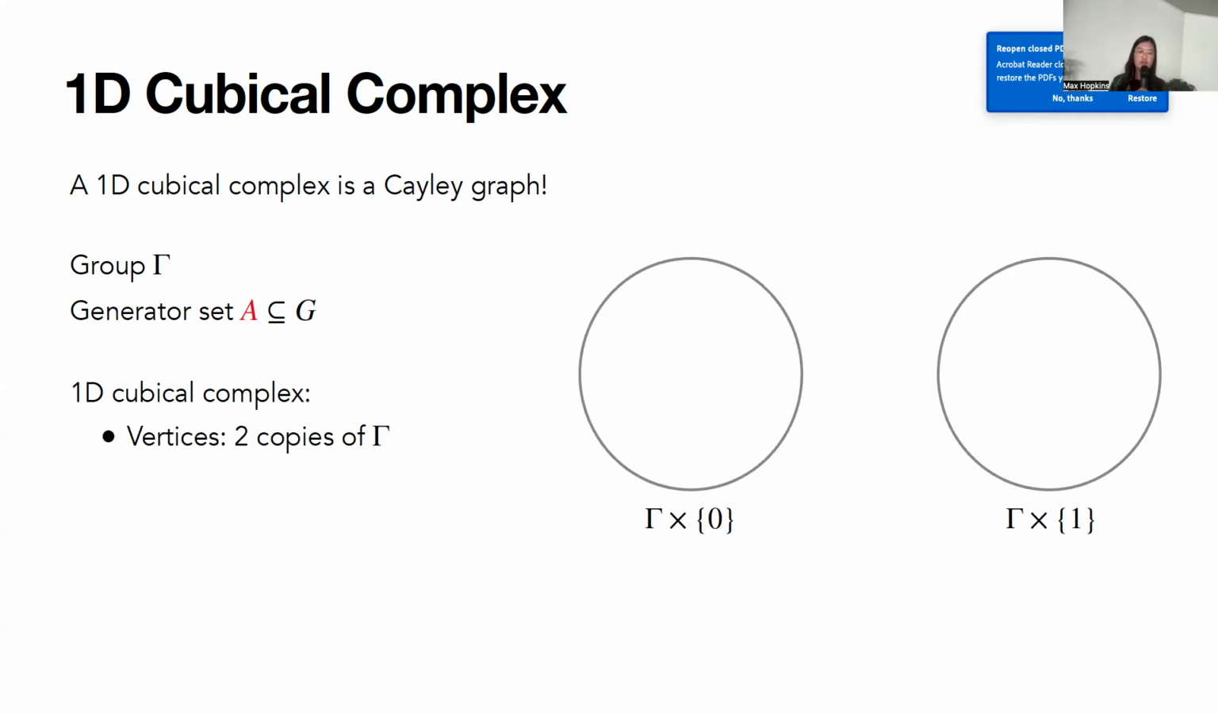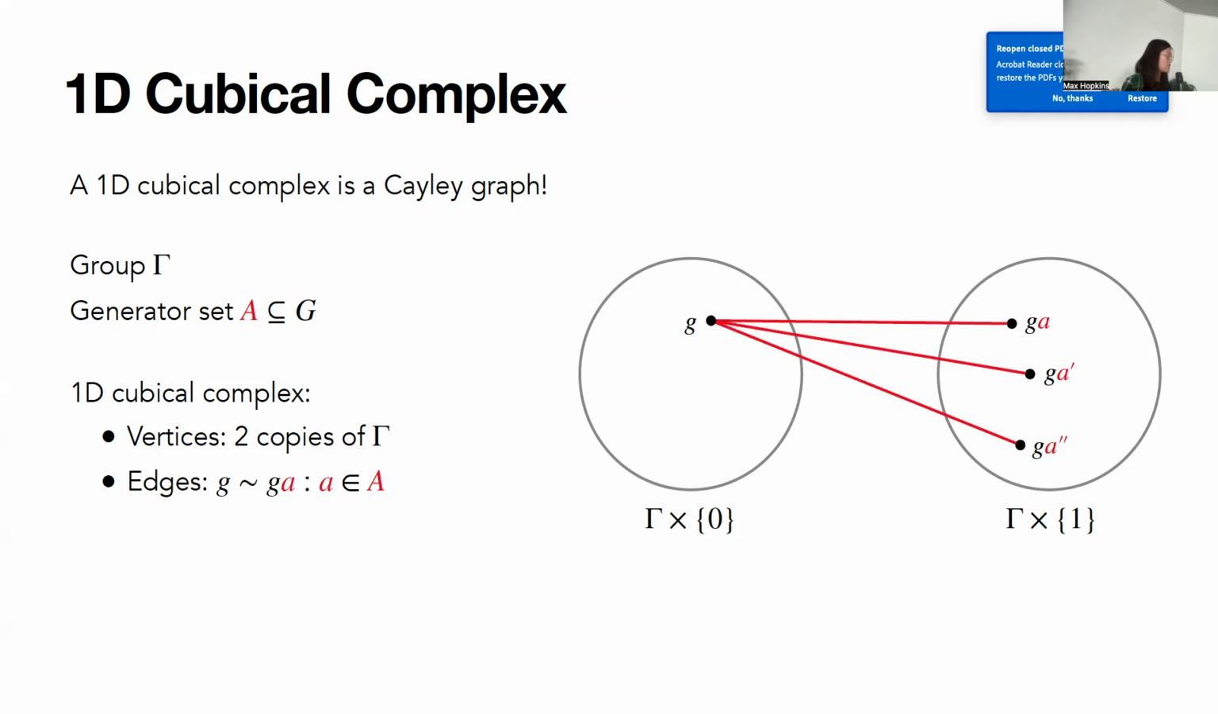And then between the two copies, we're going to place edges according to the generators. In particular, a group element g is going to be connected to all ga for a in your generator set. So notice that every left vertex has degree the size of the generator set. It's also going to be true for the right side.